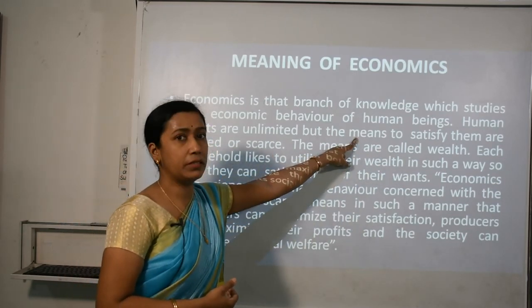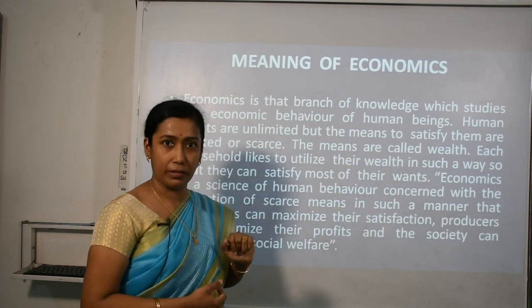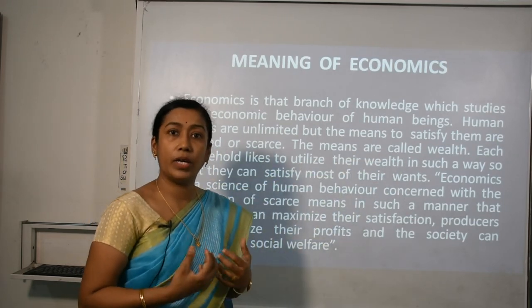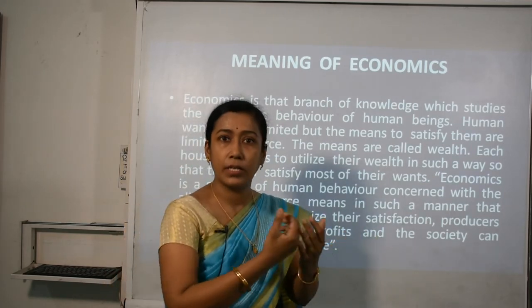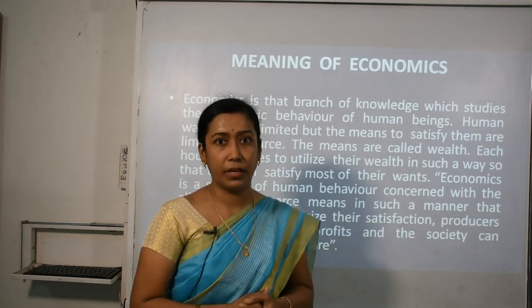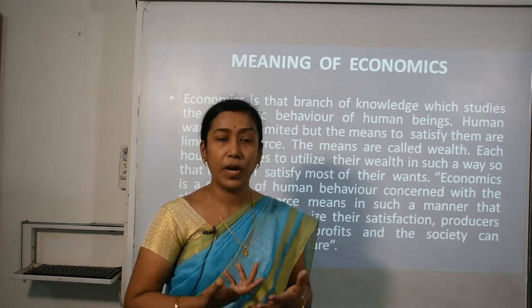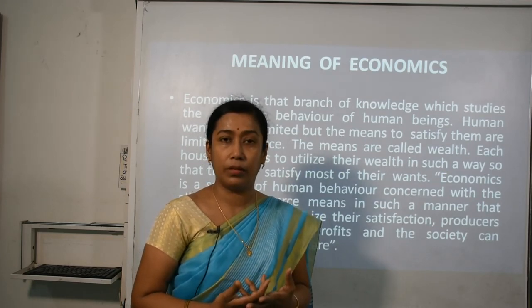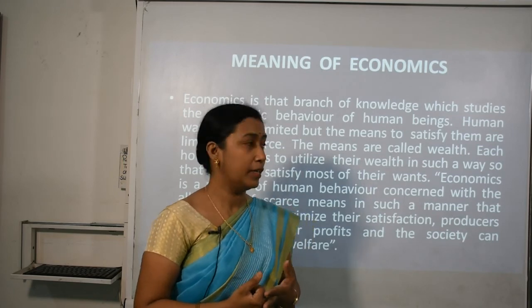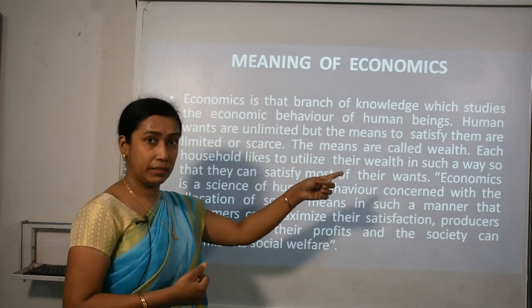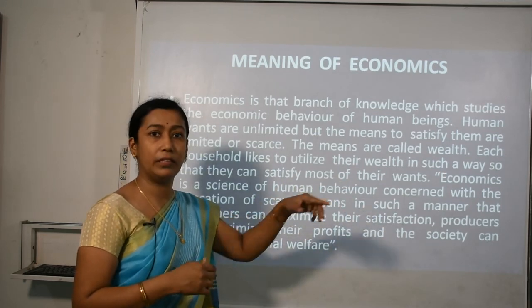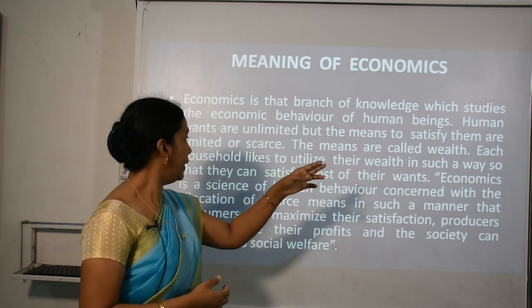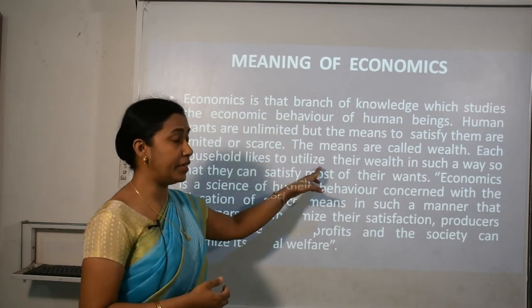So what are these means? These means are actually wealth. Okay. So we require wealth, we require money to satisfy our needs. Suppose, for example, if I need to purchase a packet of biscuits, okay, or a chocolate, I need to have money available with me, then only I can purchase the things. Okay. So we require wealth, that is a means to satisfy our needs, but this means or this wealth is limited.